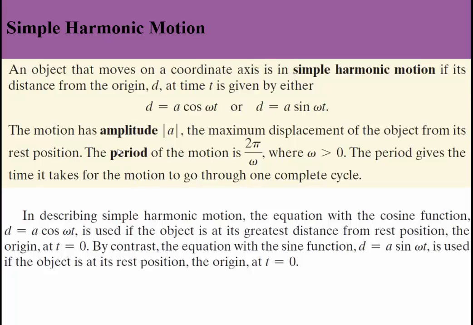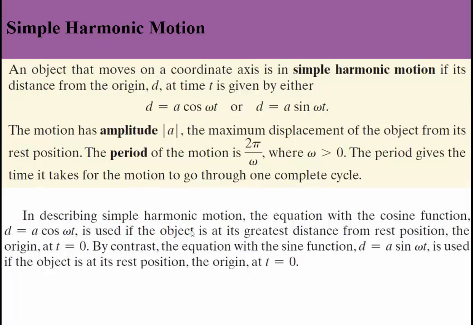And if you remember your sine and cosine graphing, you might remember some stuff here. So look at this. The motion has an amplitude A, the maximum displacement of the object from its rest position. So A is the maximum displacement here, the amplitude. Notice it's going to be positive with that absolute value. The period here is going to be 2 pi over W. Remember when we graphed sines and cosines, that was a B there, but that's all right, where W has to be greater than 0. The period gives the time it takes for the motion to go through one complete cycle.